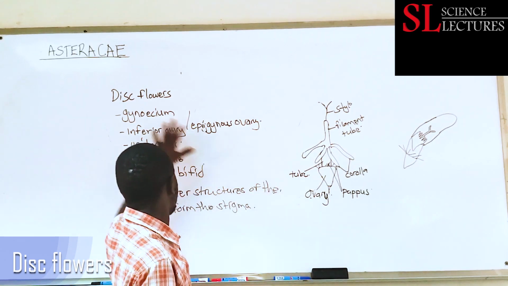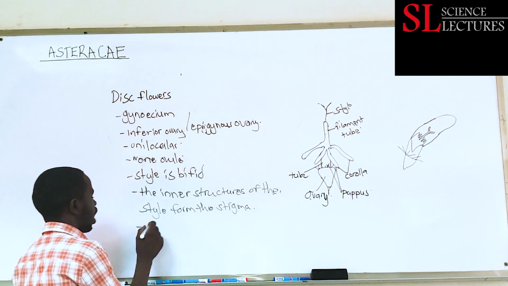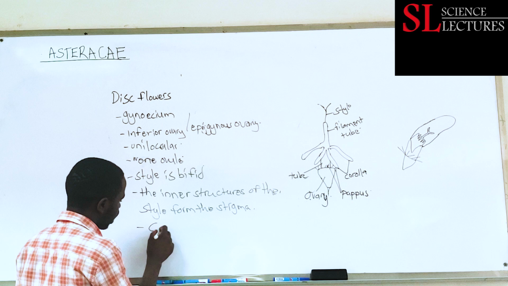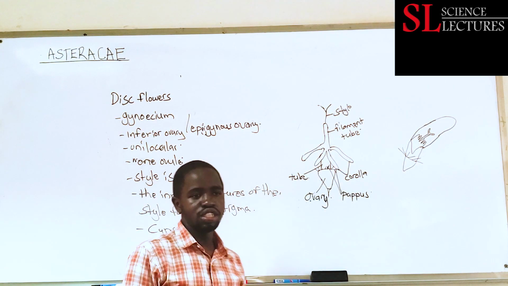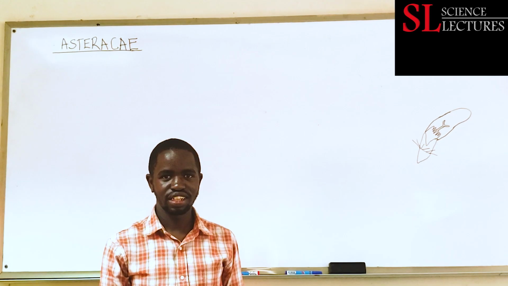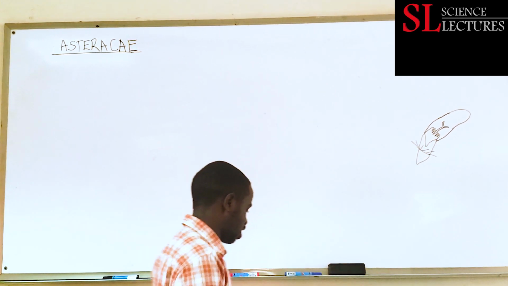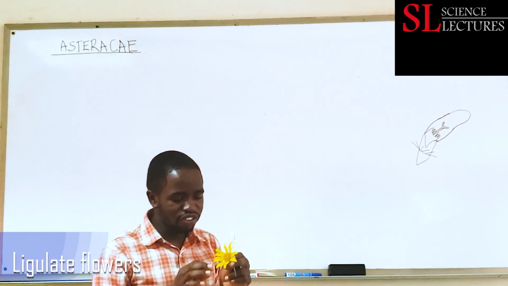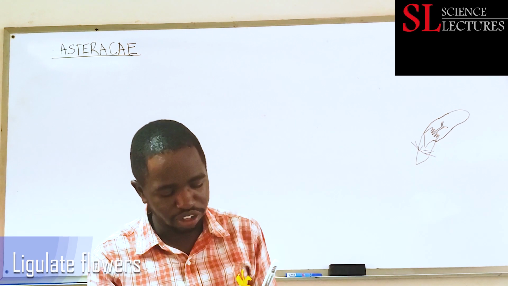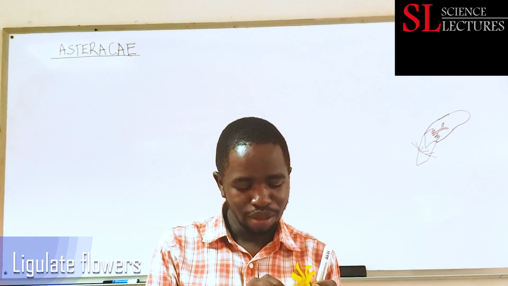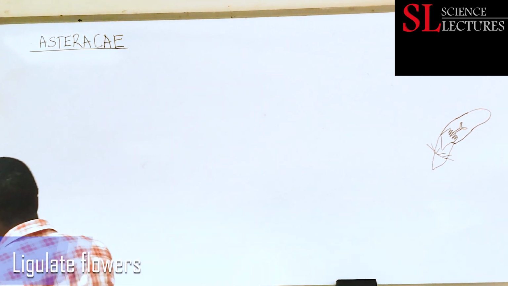So what is it for the gynoecium of the disky flowers? However, their fruit is a cypsela. That is it for the tubular flowers. Next we look at the ligulate flowers. We say the ligulate flowers are the ones that you find at the periphery of the inflorescence, or the periphery of the capitulum. This is an individual ligulate flower, and it is what we are going to discuss next.